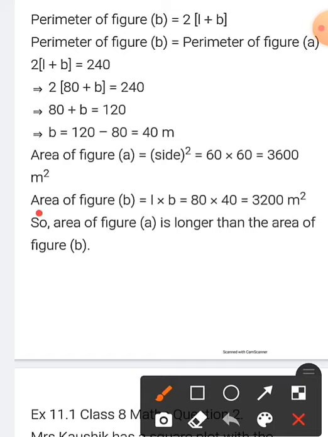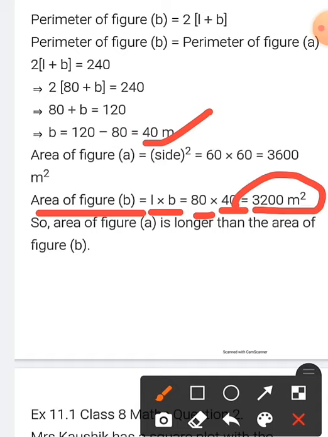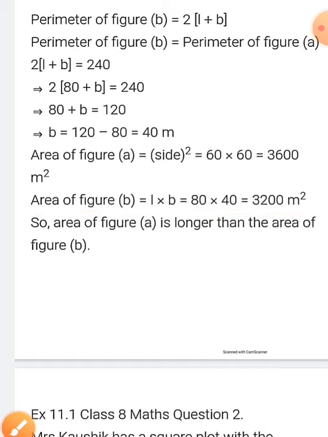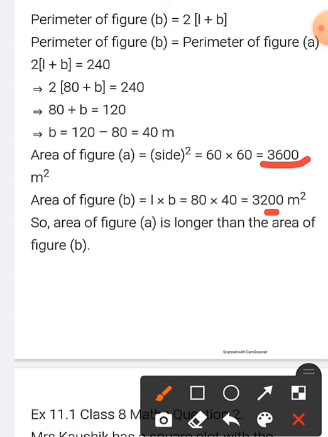Next we will find out the area of the second figure B, which is a rectangle. So what is the formula for the area of a rectangle? Length into breadth, L into B, and now B we have calculated. So 80 into 40, so that will be 3200 meters square. Okay, so from these two, which figure has the larger area? Area of figure A is larger than the area of figure B. So this was the solution part of the first sum.